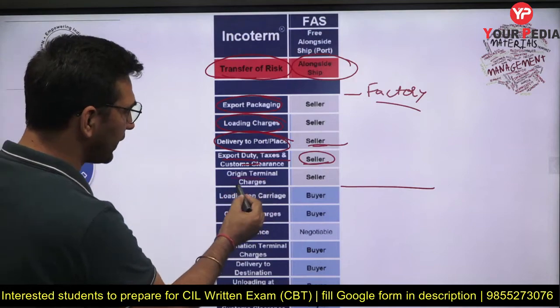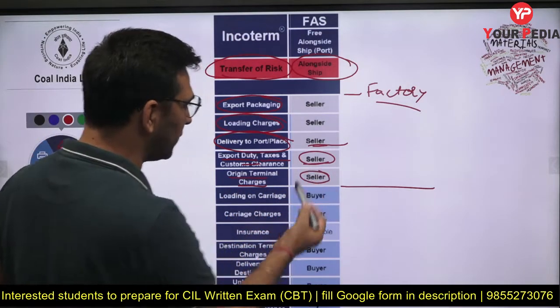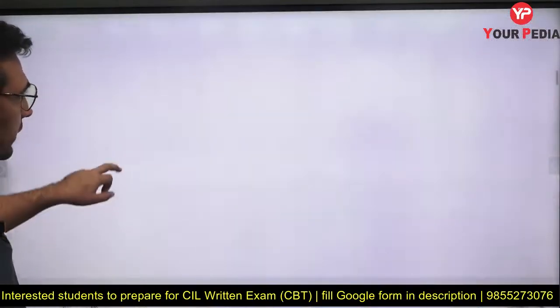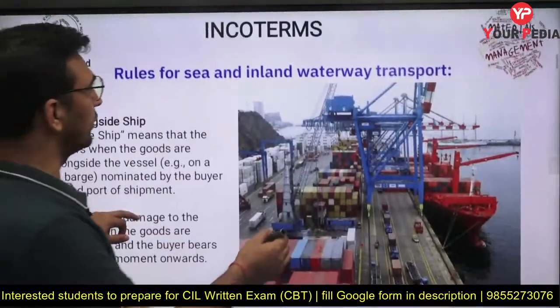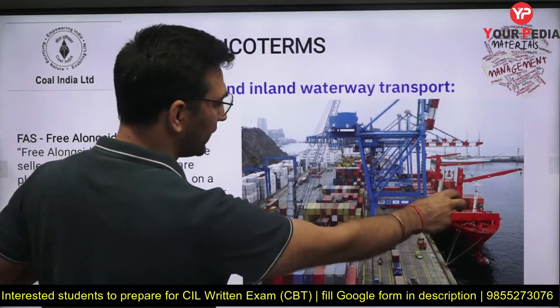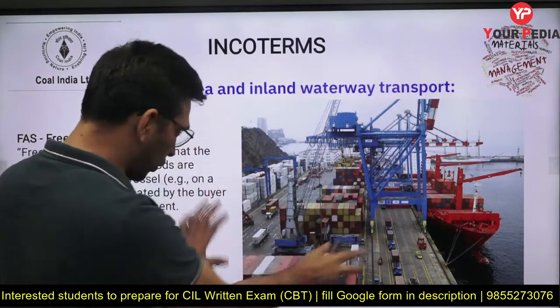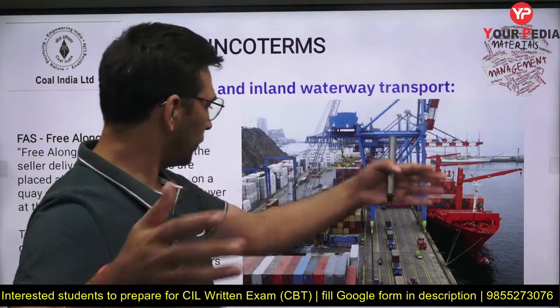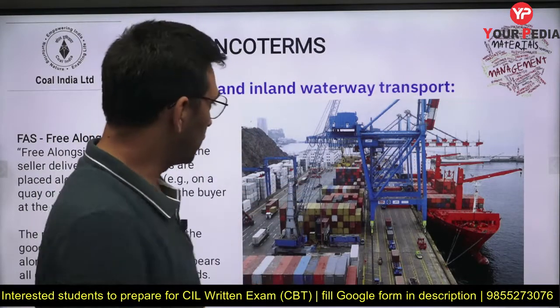And then origin terminal charges. Origin terminal charges mean, when you are having this one, this is a terminal, right? This is a kind of terminal. So we call this a terminal. The berth where this ship is berthing, this whole one, this is a terminal where you are putting up the goods and all that. So that is a terminal.